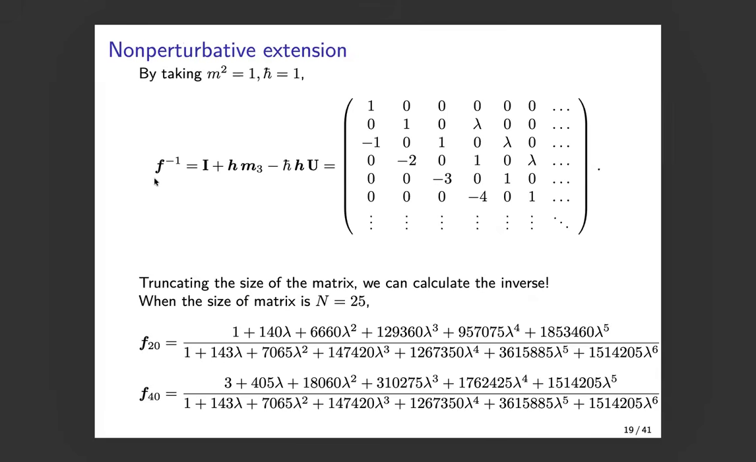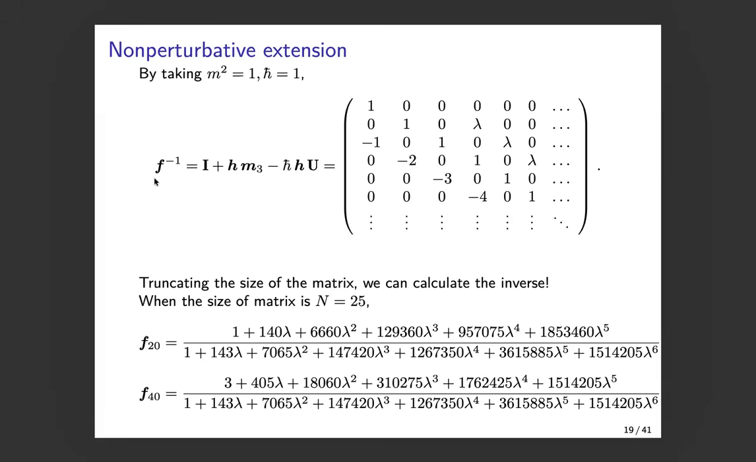By taking m squared equals 1 and h bar equals 1, I plus HM3 minus h bar HU can be written in matrix form. And this is infinite dimensional. So the point is that to construct F non-perturbatively, this is just a matrix, so take the inverse matrix. But in general, it is difficult because the size of the matrix is infinite dimensional.